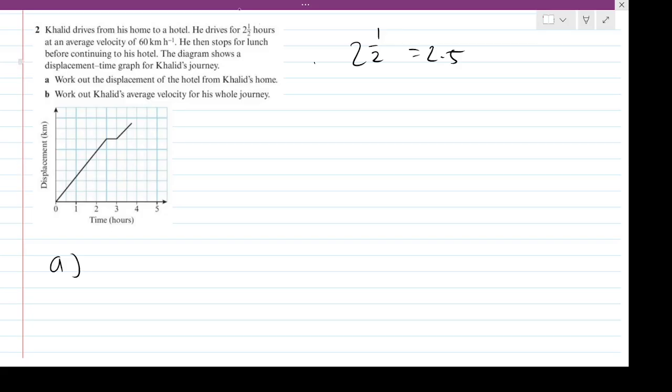So the displacement of the hotel from Khalid's home. Obviously, we're told Khalid drives from his home to the hotel. So it starts at home, and then the end point all the way here would be when he arrives at the hotel.